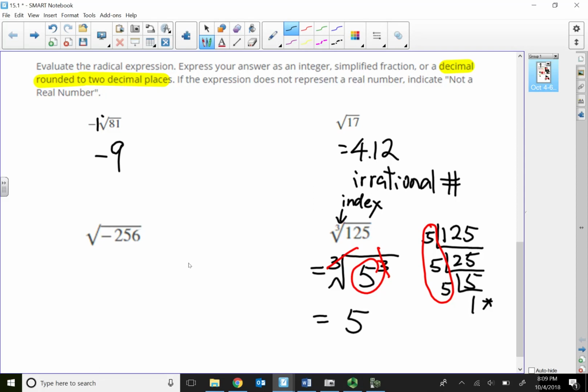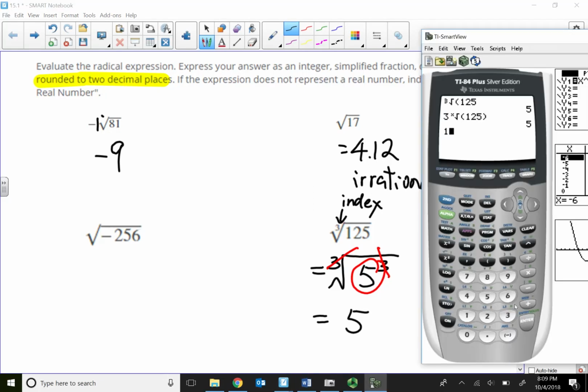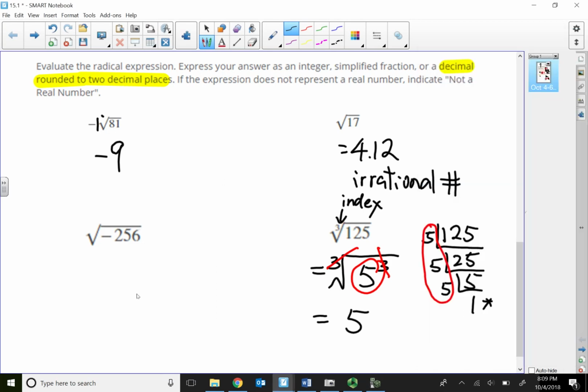256. Can't quite remember whose perfect square that is. I know, let's try 16 squared. Oh yeah, 16 squared is 256. So let me explain why, when you put this particular problem in the calculator, it's going to show something called "not a real answer."